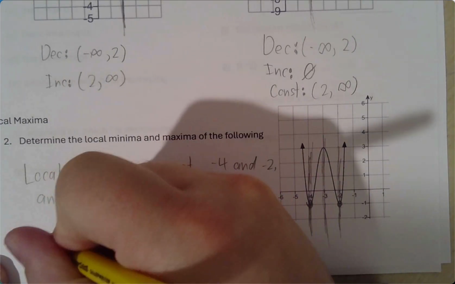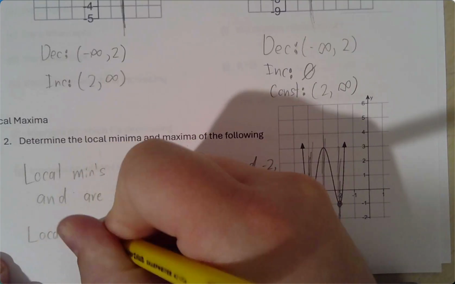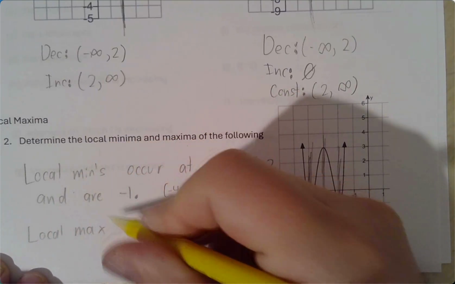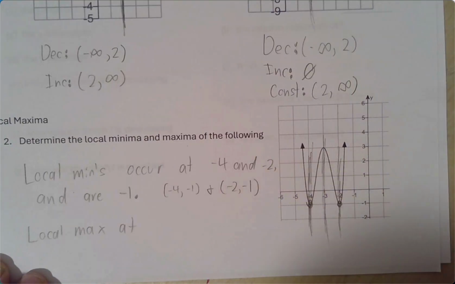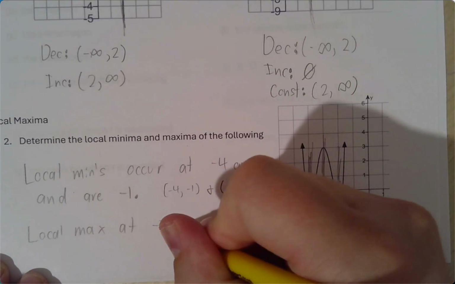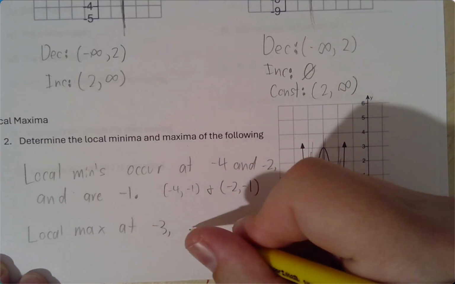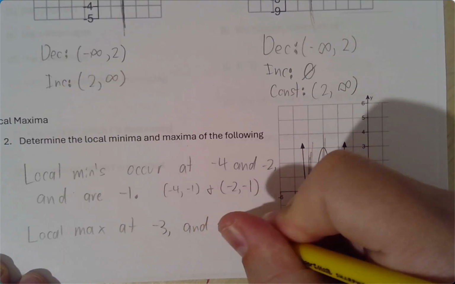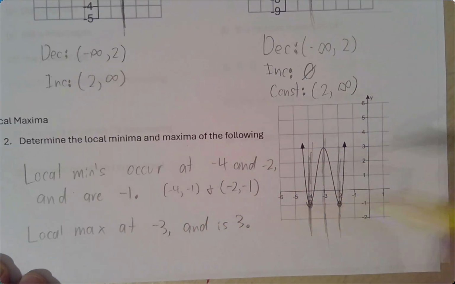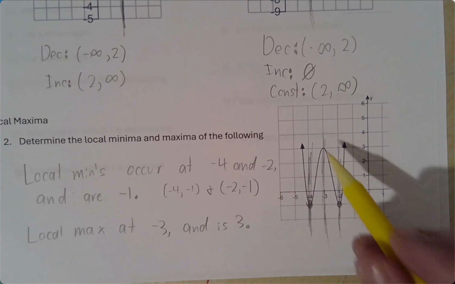And so hopefully then we could describe our local max. We're not going to do all that extra writing. We're just going to say there's a local max at -3, and that local max is 3. So that's a local high point.